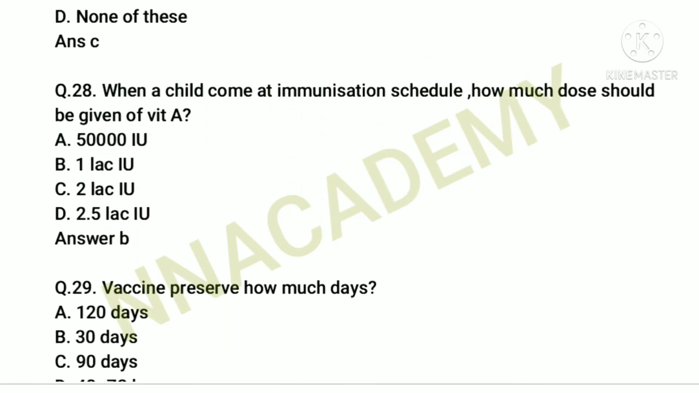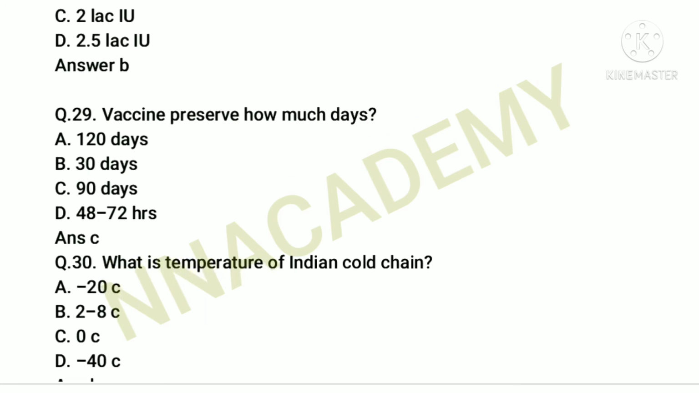And the next question is, when a child comes for the immunization schedule, how much dose of vitamin A should be given? So when a child is brought to hospital for the immunization schedule, what is the dose of vitamin A which is to be given to the child? The options given are option A 5 lakh international units, option B 1 lakh international unit, option C 2 lakh international units, and option D is 2.5 lakh international units. The right answer is 1 lakh international unit is to be given to the child of the drug vitamin A.